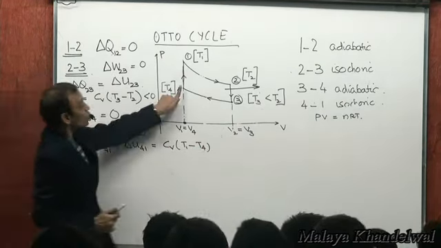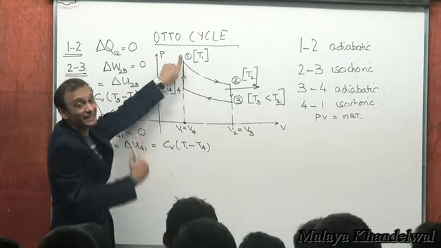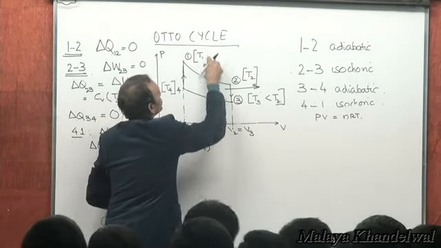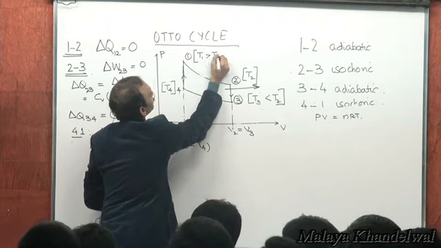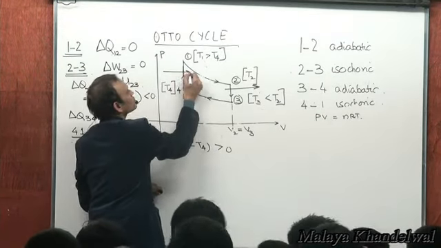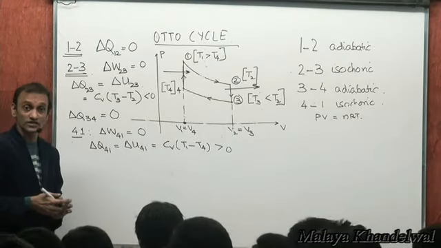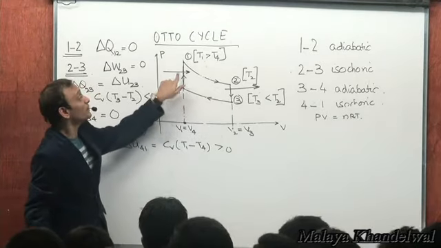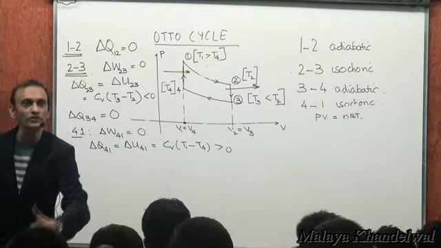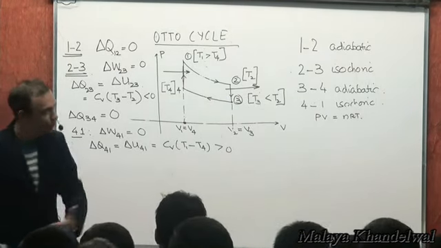At constant volume, you are increasing the pressure, so the temperature is increasing. So T1 must be more than T4. T1 turns out to be more than T4. And therefore, this is a positive number. So heat is absorbed during this process. This is the positive heat. That's the negative heat. Their algebraic sum would be the net work output of the cycle. Yes or no?